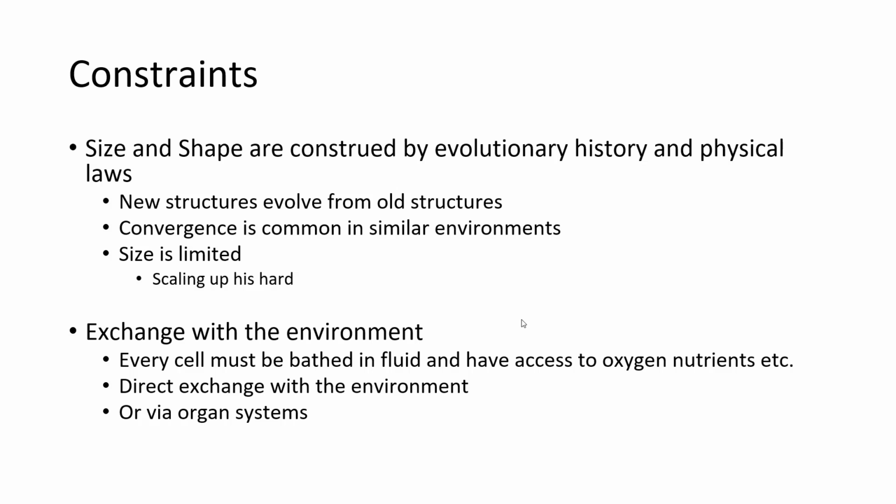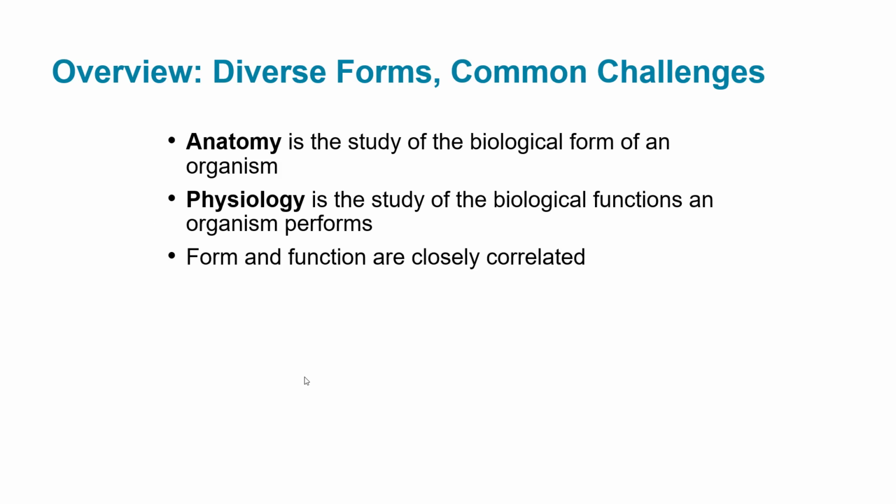And something else that all organisms have to do is exchange things with the environment. Every cell needs to be close to the outside world. It has to be able to exchange gases and nutrients. It has to be able to get rid of waste, to bring in what it needs. And we can do that with direct exchange, as I said, or through the use of organ systems. So that's where we start studying how things are put together and how they work, to understand why things work the way they do, how structure and function are related.